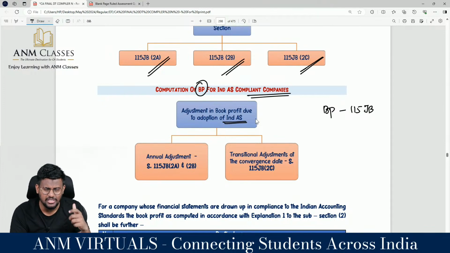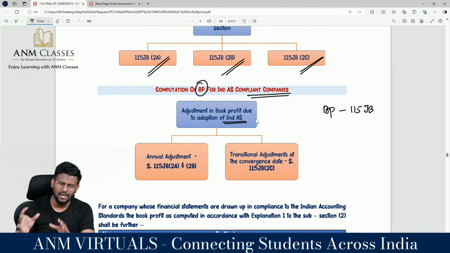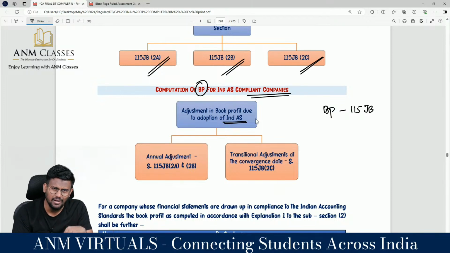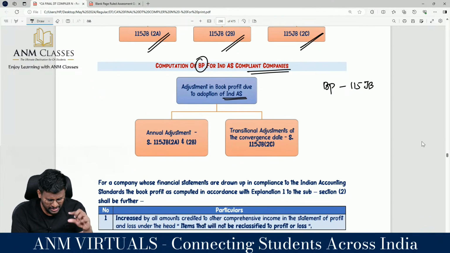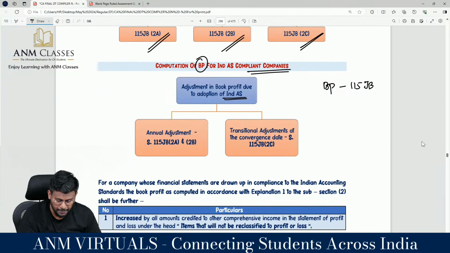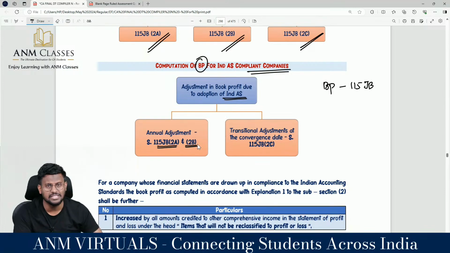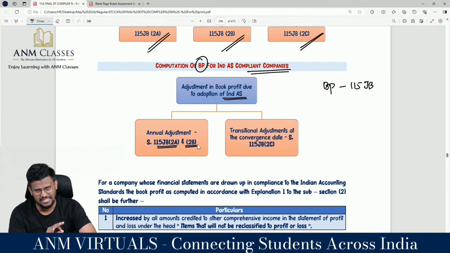Then transitional adjustment. Transitional adjustment means earlier I would have followed the accounting standard, but immediately when I start following Ind AS, there will be some differences in so many values. So those differences I will park in a separate account and I will write off over a period of 5 years. That's what transitional adjustment. So if it is annual adjustment, 115JB subsection 2A and 115JB subsection 2B. I already said that 3 sections are ruling Ind AS.